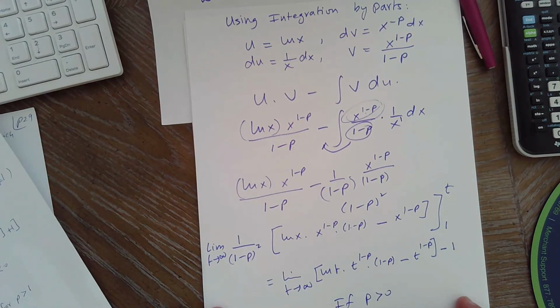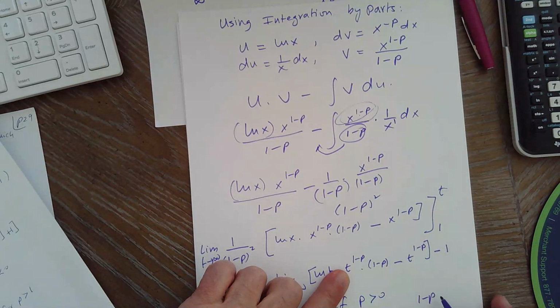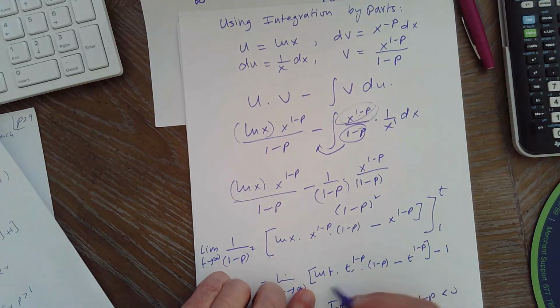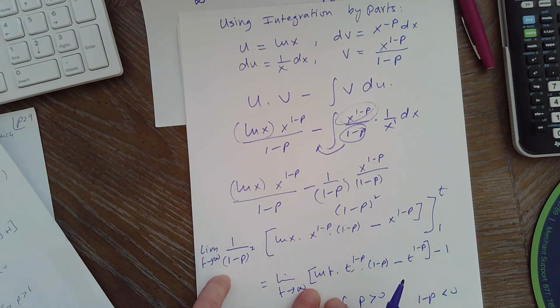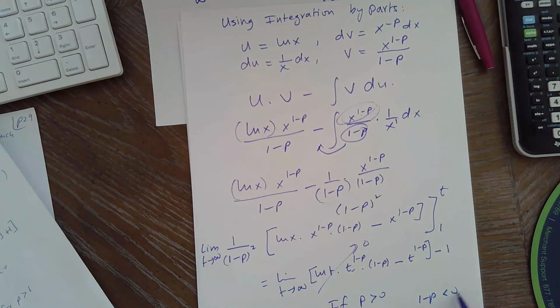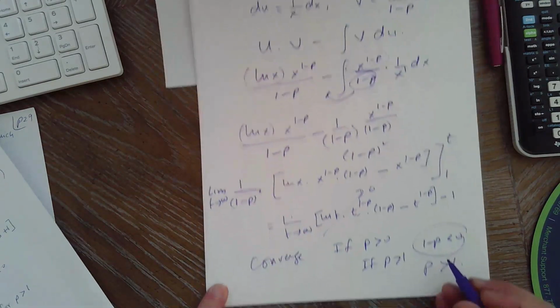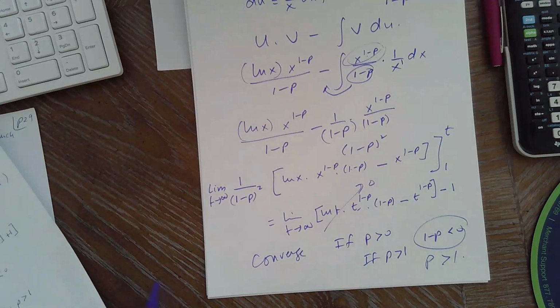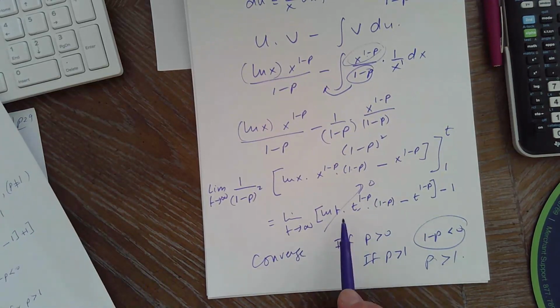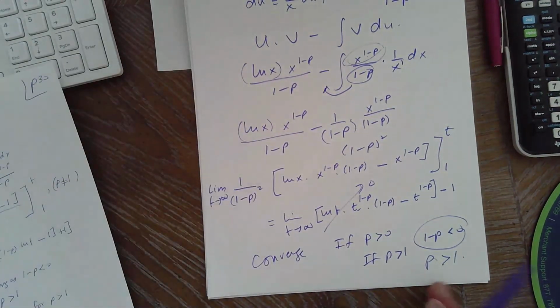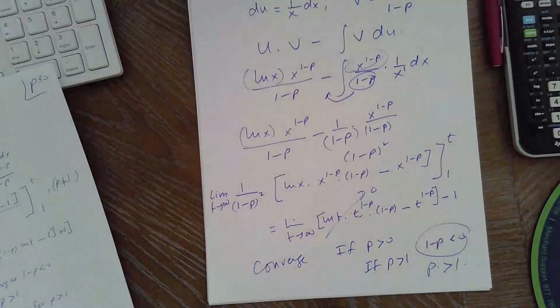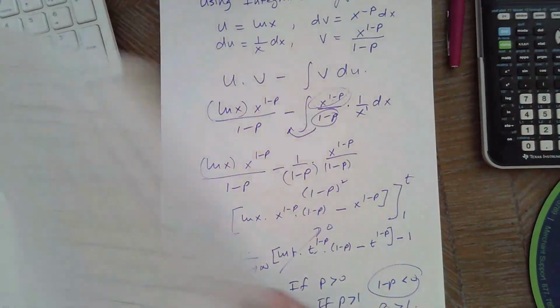So if p is greater than 1, that means 1 minus p is going to be negative. So we move this to the bottom, and then ln of t over t to any positive power would go to 0, and that's also going to go to 0. So it's going to converge if p is greater than 1, and it diverges otherwise. So this series is going to converge for p greater than 1. It's not straightforward, but look at it. And that ends 11.2.